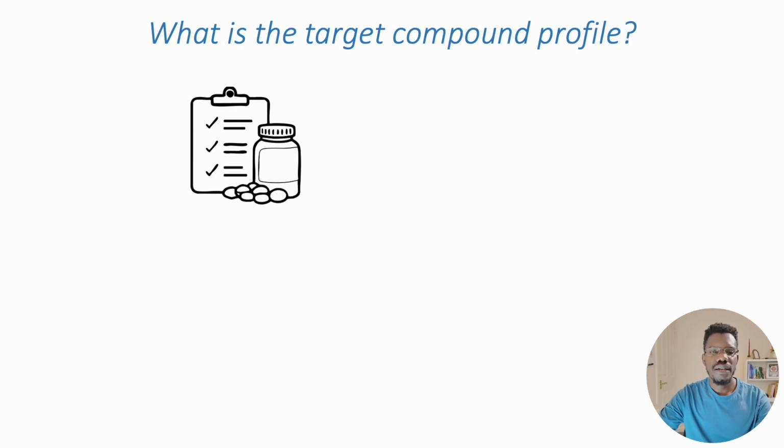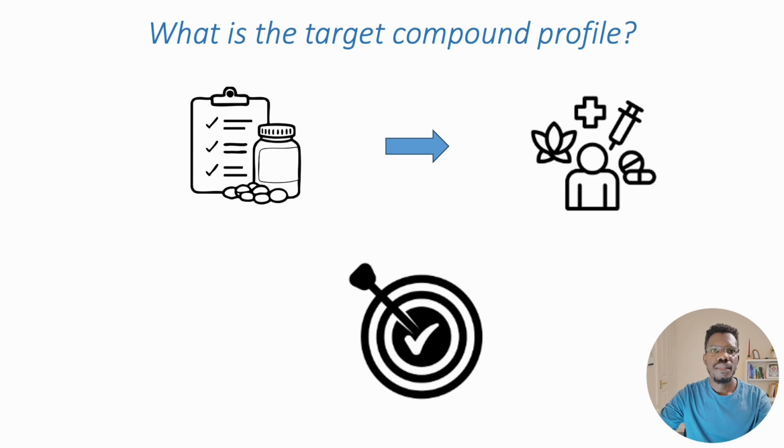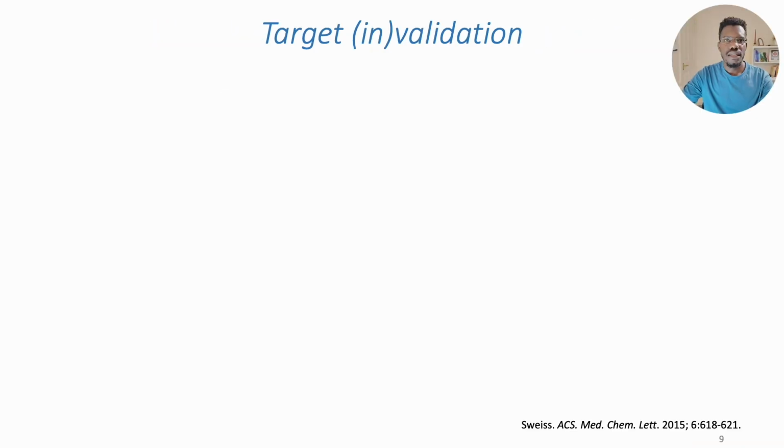Therefore, the TCP defines the drug-like properties that are required to achieve the desired therapeutic outcome, and this guides the compound design, selection, and optimization. However, selecting the right biological target remains the most critical step, and therefore confirming that the target is genuinely relevant to the disease is essential. As such, this slide illustrates how target validation and evaluation can be performed.